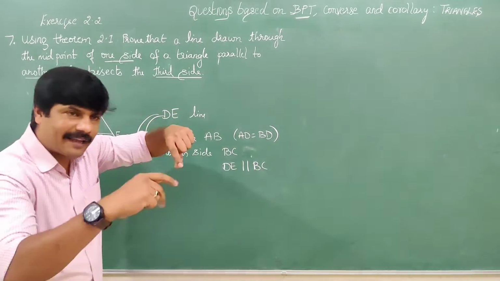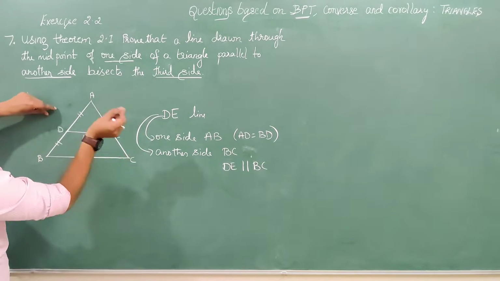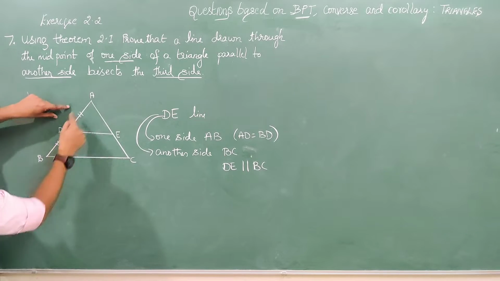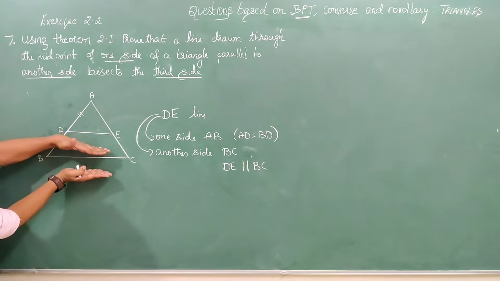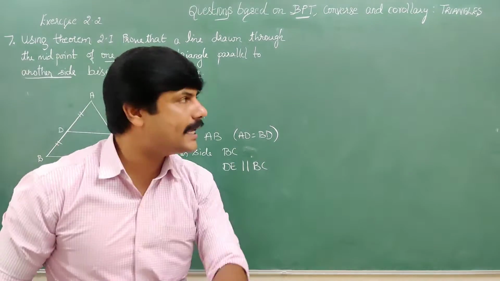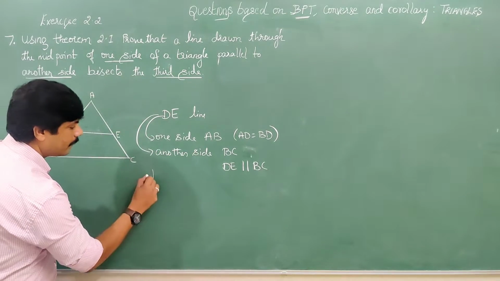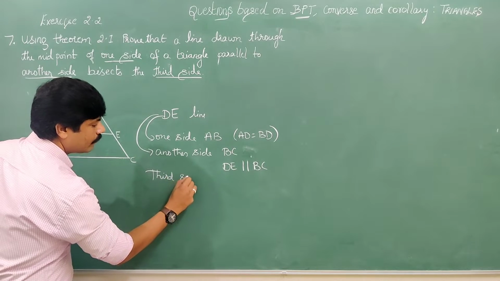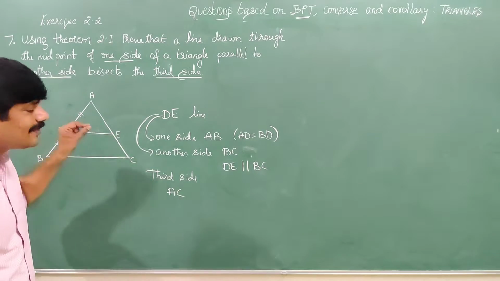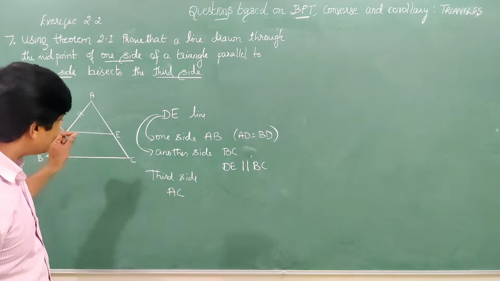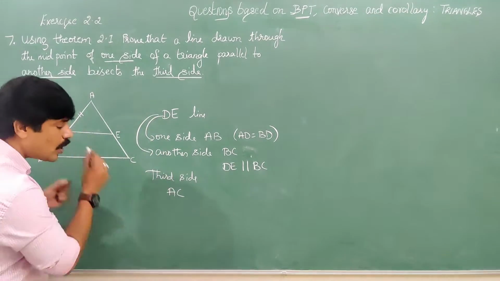This line is doing so many things. See properly. This line is drawn in such a way that it passes through the midpoint of one side and is parallel to another side. And what we need to prove is that it bisects the third side. Which is the third side? The third side is AC. Bisects the third side means what?